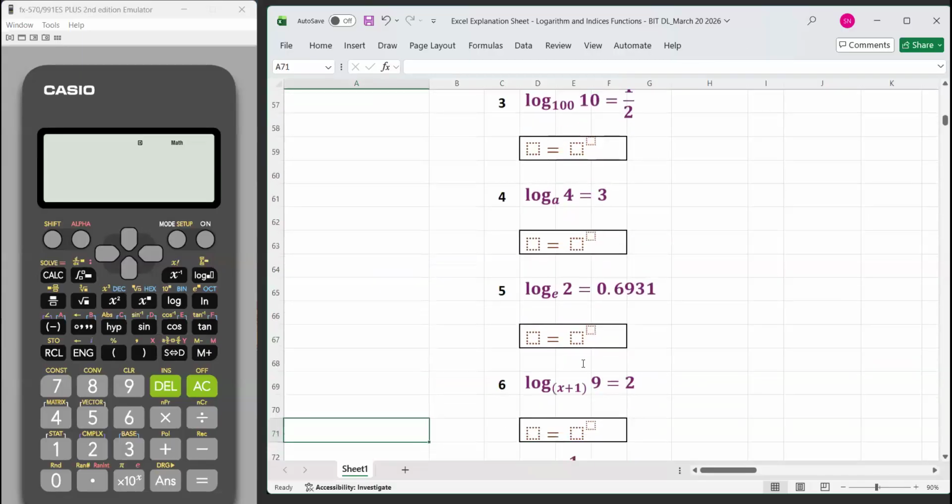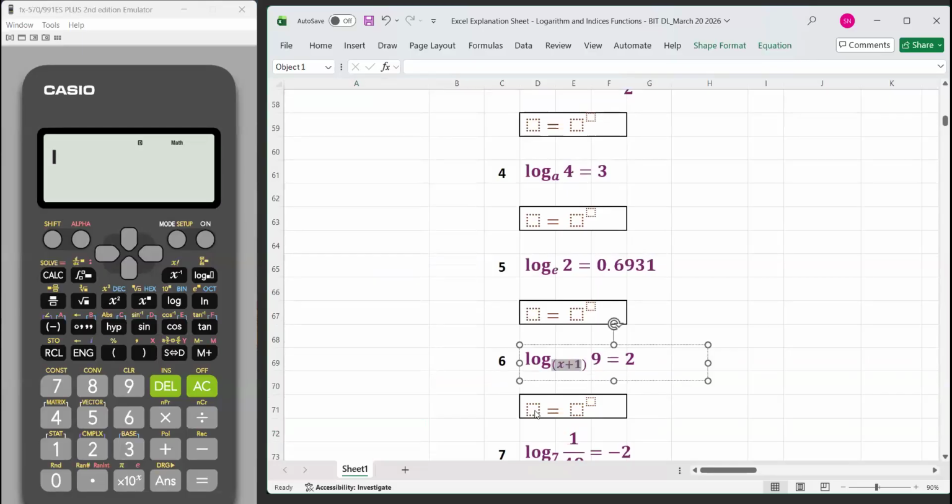Okay, a little bit more interesting. Number 6. Log 9 base x plus 1 is equal to 2. How do you change it to exponent? It will be 9 equals x plus 1 raised to the power 2. And I hope you know that this can be expanded. This will give you x squared, then this will give you plus 2x plus 1.